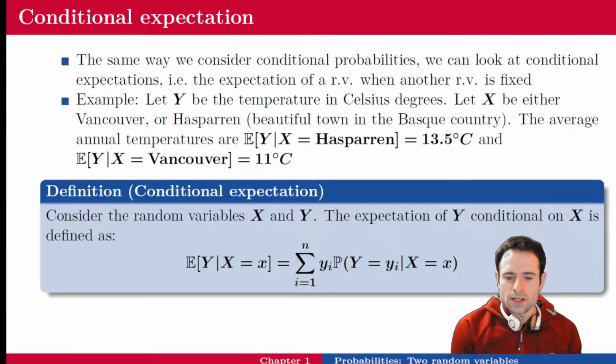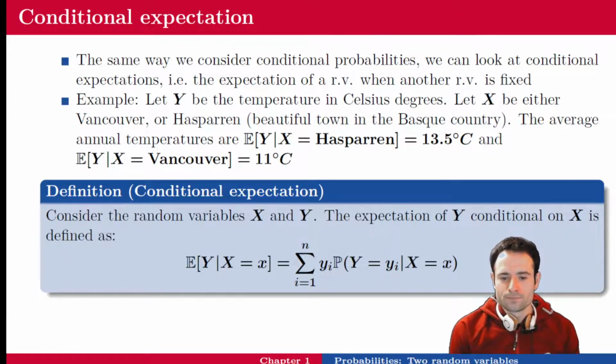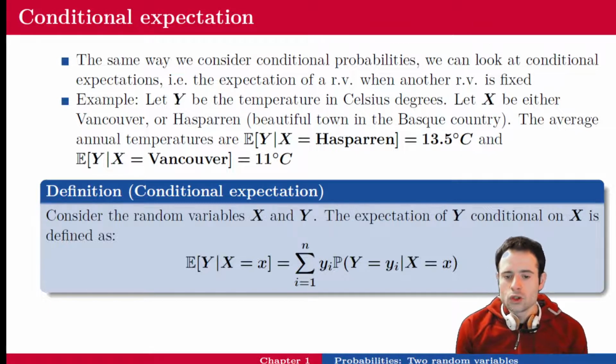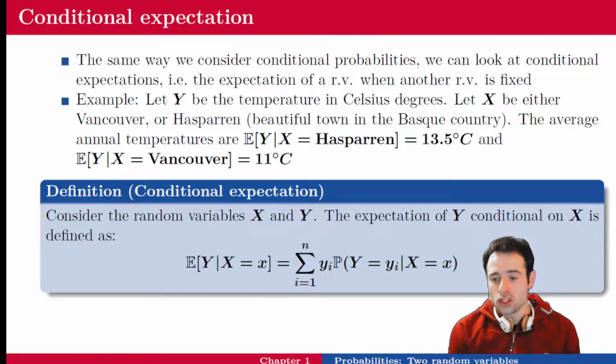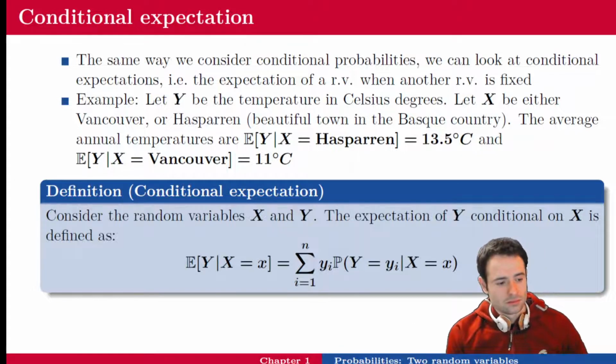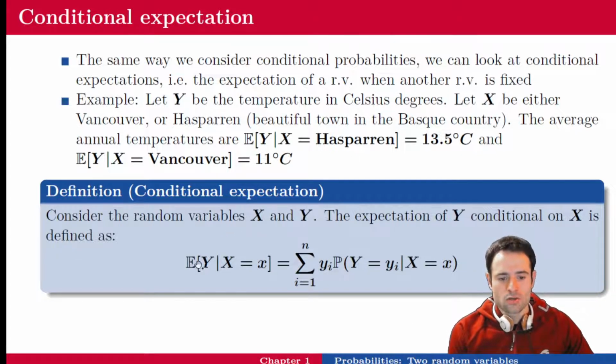So the conditional expectation has the following definition. Think about two random variables x and y. The expectation of y conditional on x, which is written as expectation of y given that x is equal to small x, will be the sum of the different values that y will take times their probabilities. But note that because I have a condition here, I need to have a condition there. That has to match.